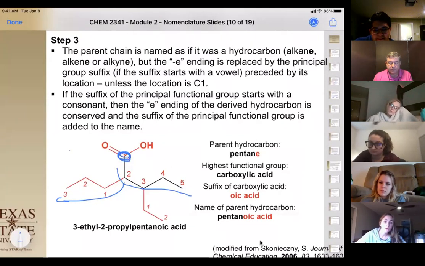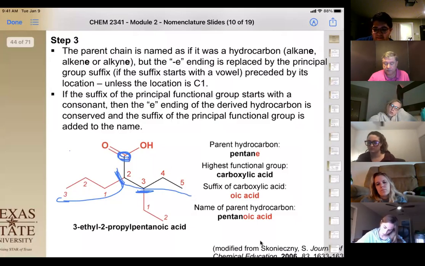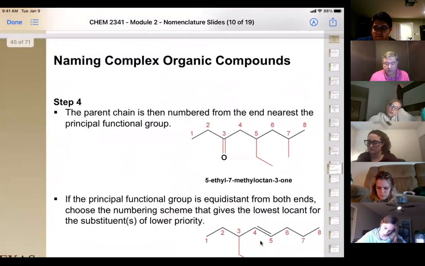Our first substituent's on 2, our second substituent's on 3. So we end up with 2 substituents. One is a P for propyl, one is an E for ethyl. We put them in alphabetical order, and our name is 3-ethyl 2-propyl propionic acid. Notice it doesn't matter how complex this gets. If we follow the rules in order, we will get to the correct name by doing that.